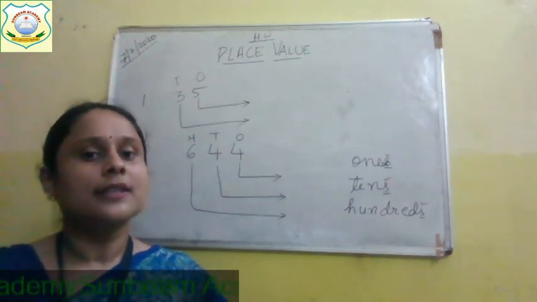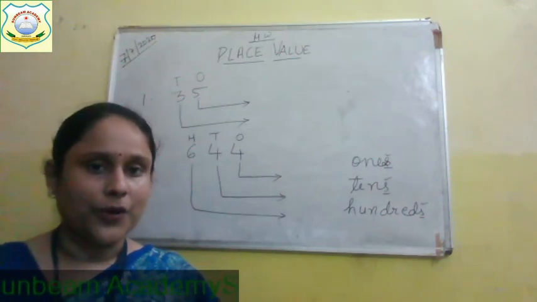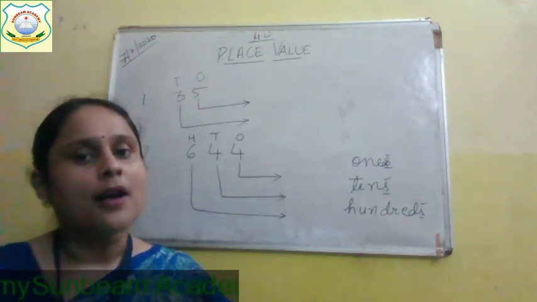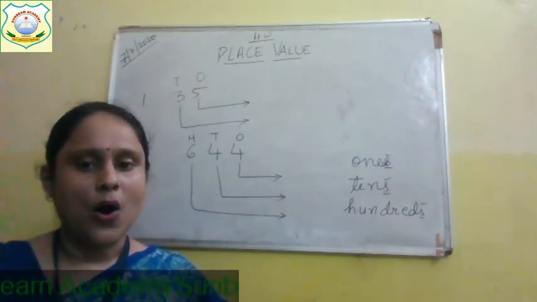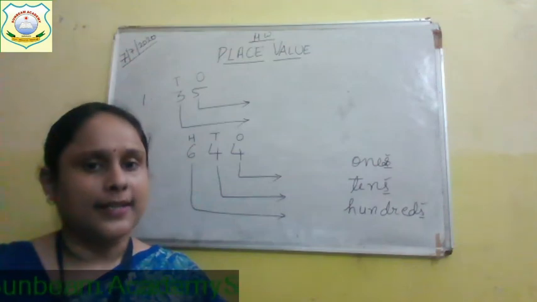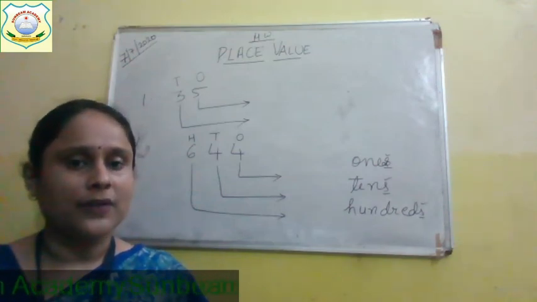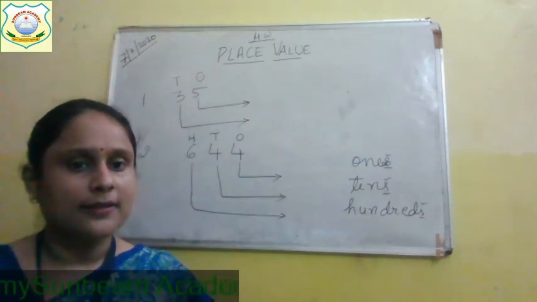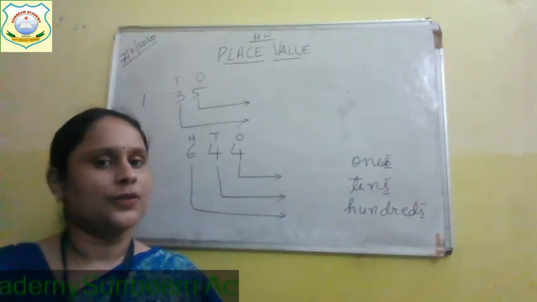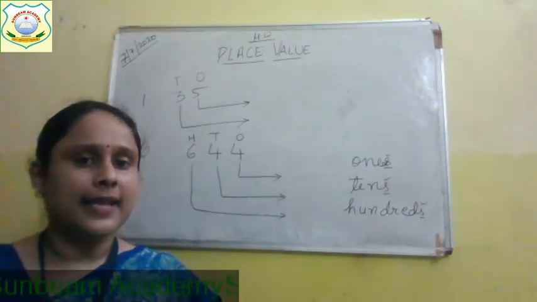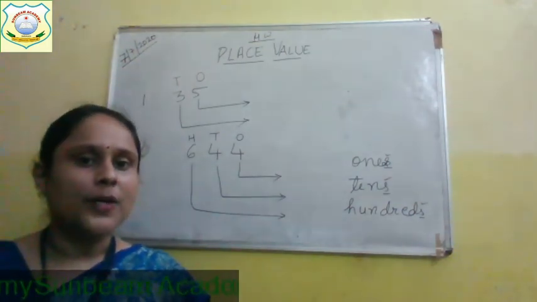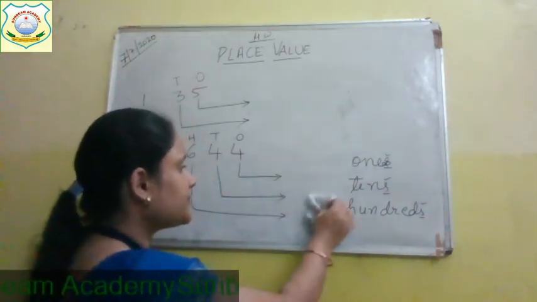Now come to the next number. Your next number is 644. 4 is in ones place, so what is the place value of 4? 4 ones or 4. Next number is 4, in tens place, so the place value of this 4 is 4 tens or 40. This 6 is at hundreds place, so the place value of this 6 is 6 hundreds or 600. Note down your homework questions, everyone.